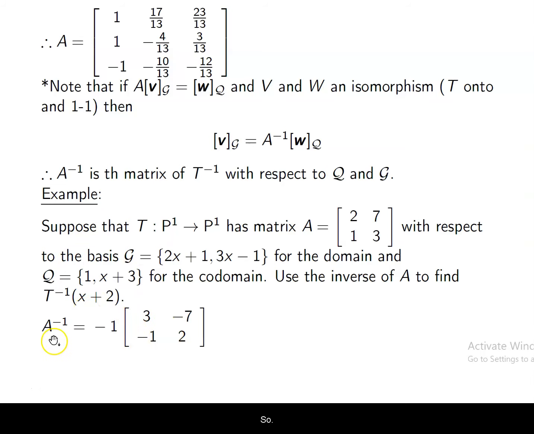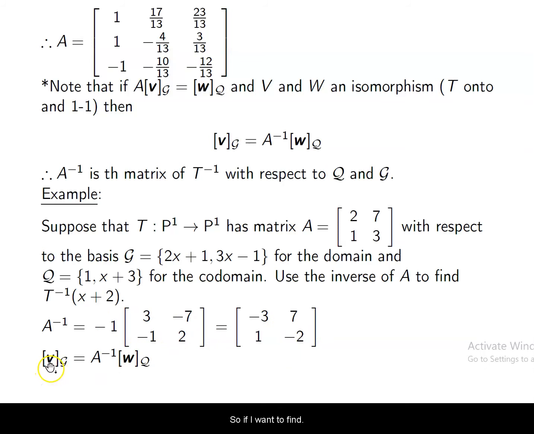Okay, so for A inverse, we can calculate that inverse pretty easily, right? You swap the main diagonal, change the signs on the secondary diagonal, and multiply everything by the reciprocal of the determinant. Determinant here is 6 minus 7, so negative 1. So 1 over negative 1 is just negative 1. We do all our special jam here. So this is my inverse matrix.